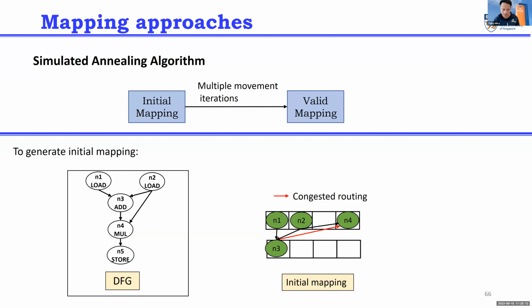And now we go ahead. For node N5, we try to route N4 to N5, but unfortunately we still get a congestion. So this is the initial mapping, and we can see that there are two DFG edges that got congested. We will try to do multiple iterations or remapping to achieve a valid mapping.